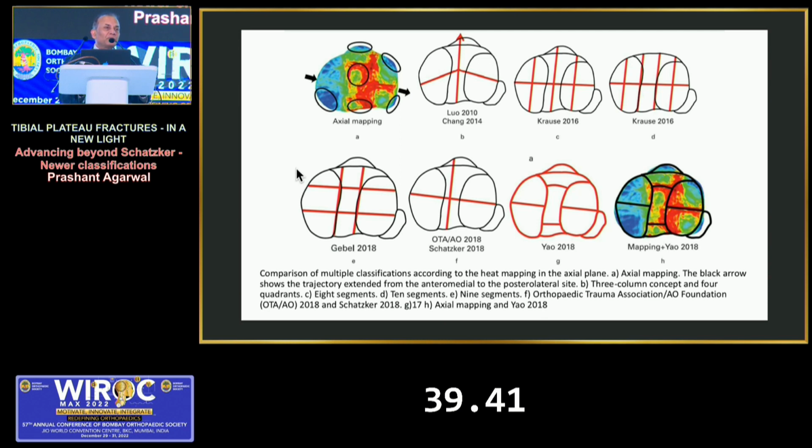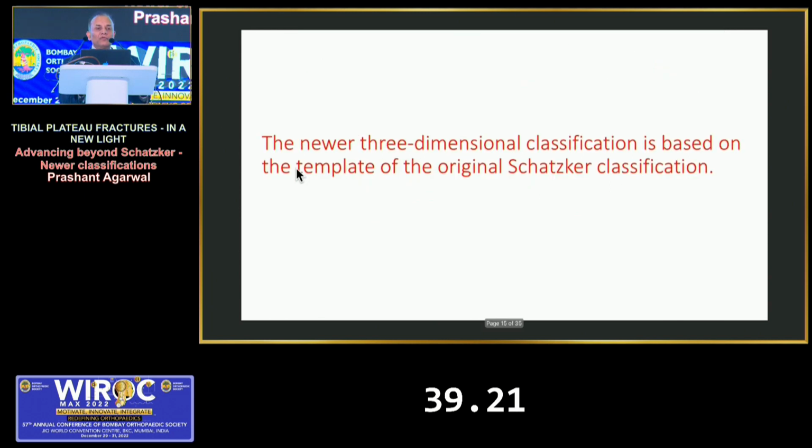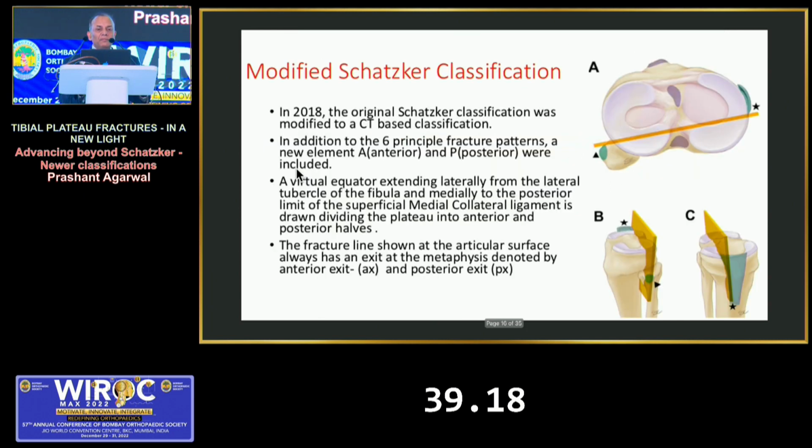A lot of classifications have been described in the literature. Now Yao, in 2018, divided it into nine segments, which we'll see. The old Schatzker classification was modified in 2018 by taking the help of a CT scan, and this is again a keystone that gives you very good information about your fracture pattern. This modified Schatzker classification incorporates the old classification and also takes into account the 3D imaging, and will give you a fair idea about the involvement of the various condyles and the placement of your fracture pattern.